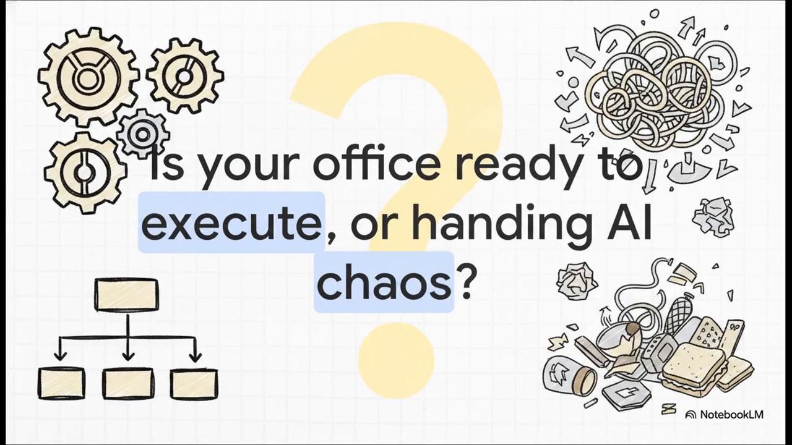Which brings us right to our final question for you to chew on. Is your office actually ready to execute, or are you just handing AI your chaos? It's time to take a hard look at your own company's readiness. Are your knowledge workers operating with true precision, or are they really just relying on hope? The execution gap is incredibly real, and this framework offers us one very compelling blueprint to finally address it.